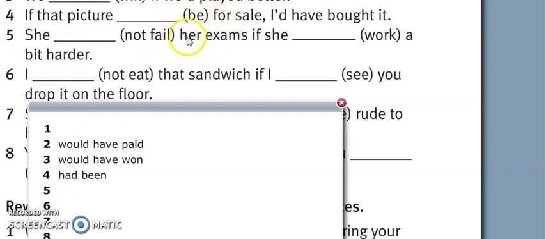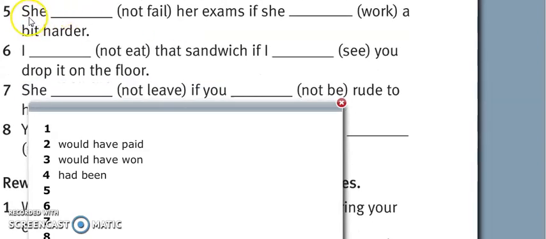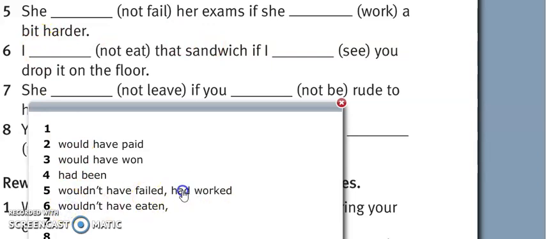Notice that all the examples are imaginary results. Sentence number 5: she blank not fail her exams if she work a bit harder. She wouldn't have failed her exams if she had worked a bit harder.